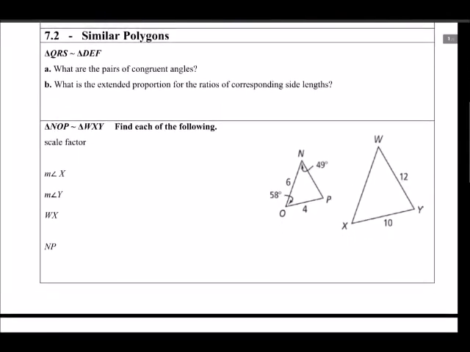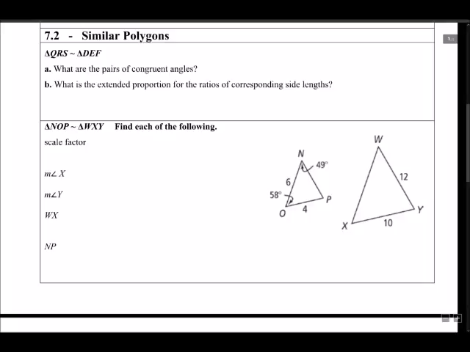7.2 was on similar polygons. So what did we do here? We are told that triangle QRS is similar to triangle DEF. And if we wanted to, we could draw them out and mark all of our corresponding angles and corresponding sides. But we don't need to. I mean, you can. You know how much I enjoy drawing and labeling.